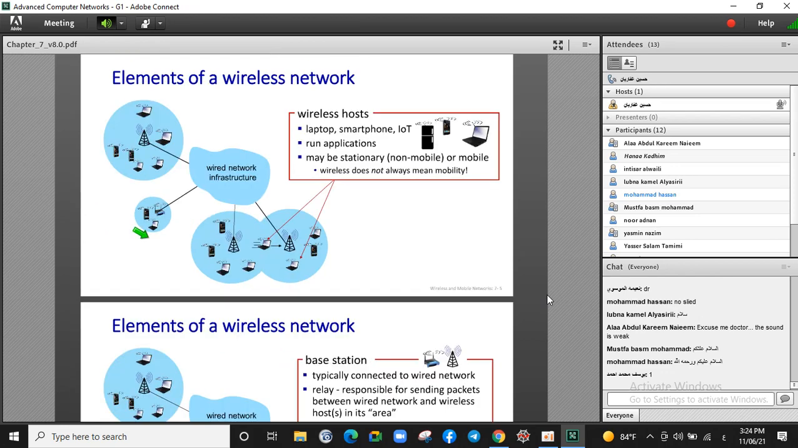So let me talk about the elements in a wireless network. In a wireless network, as we said, there are several wireless hosts: laptops, smartphones, IoT devices, wireless sensors. There are several other elements in a wireless network, and the network applications are run on these wireless hosts.